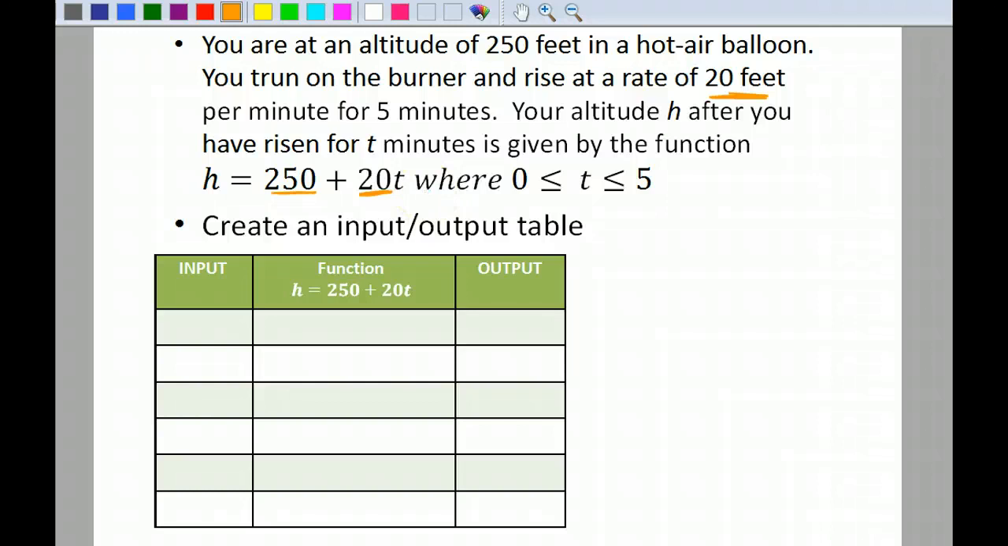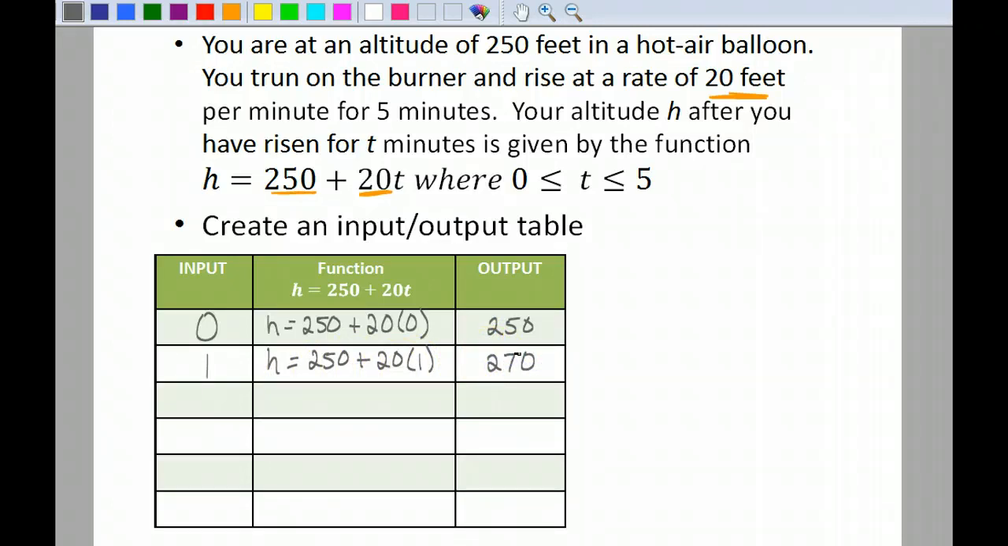Okay, so let's see what's going to happen when we plug in these different values. Now let's say our input is 0. No time has passed. So I'm going to evaluate the function. h is equal to 250 plus 20 times 0. Well, 20 times 0 is 0. 0 plus 250 is 250. Let's do the same thing for 1. h is equal to 250 plus 20 times 1. That's 20. 20 plus 250 gives me 270.